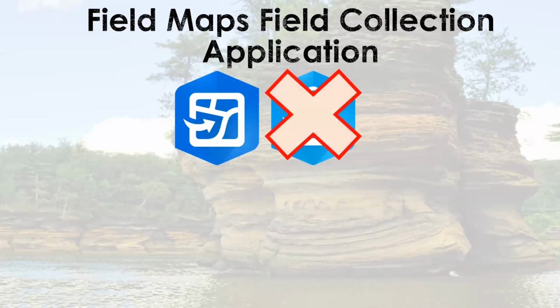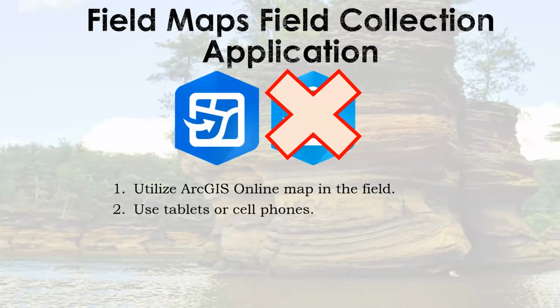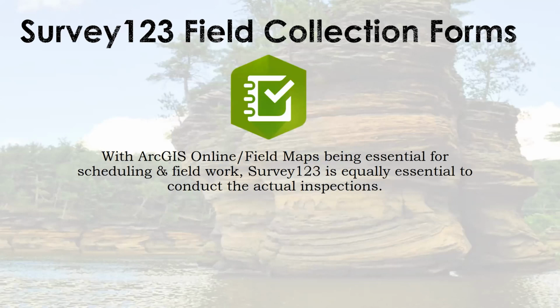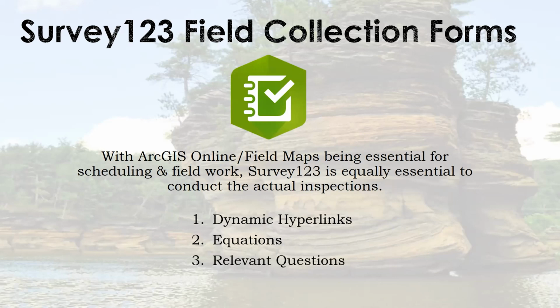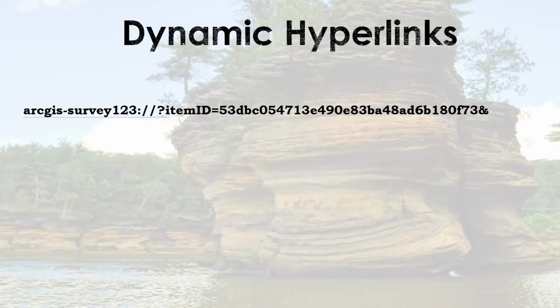We want to make sure that we're using field maps now. Collector is no longer being supported. So if you have things in the collector, or if you're starting this up, do it in field maps. Utilize high accuracy GPS units as well if you have the ability to. We conduct all of our inspections via survey 123 with dynamic hyperlinks, equations, and relevant questions, and also our reports.